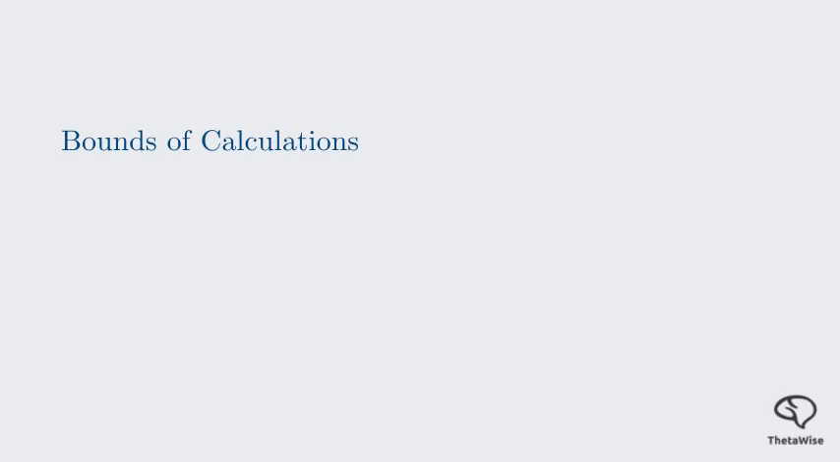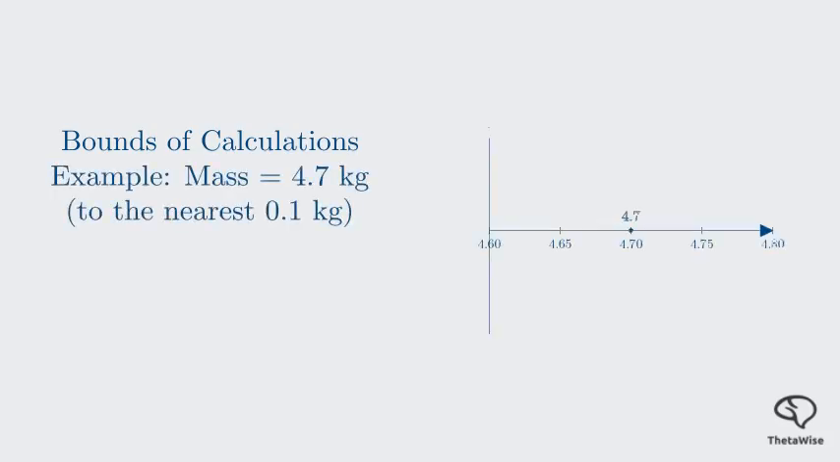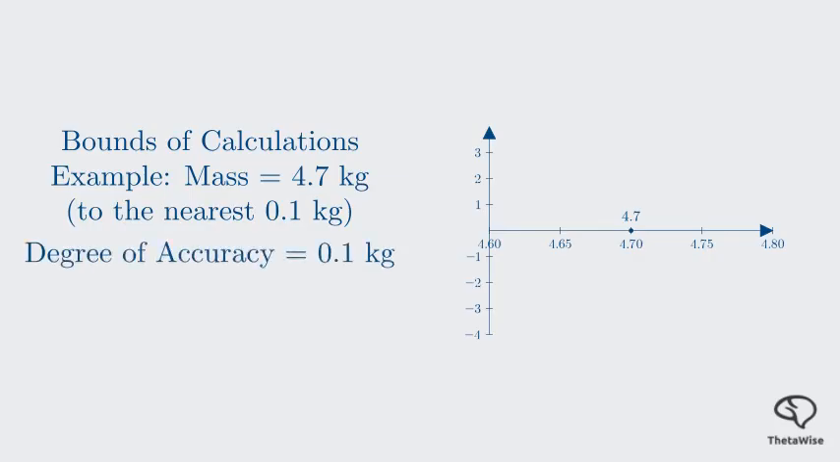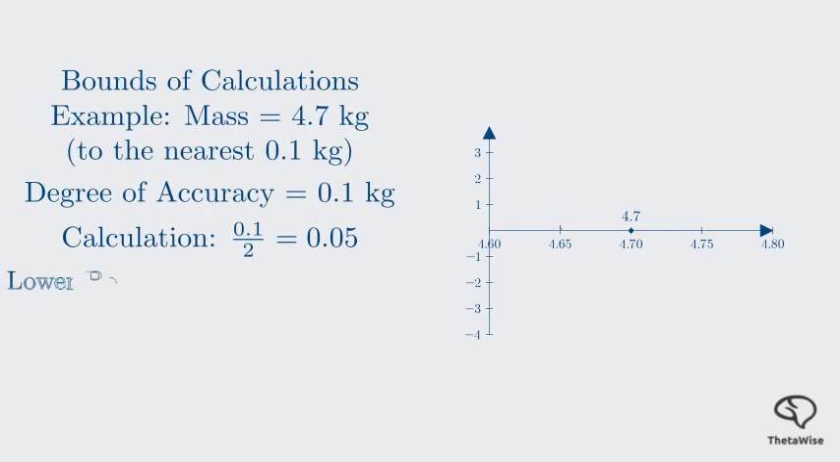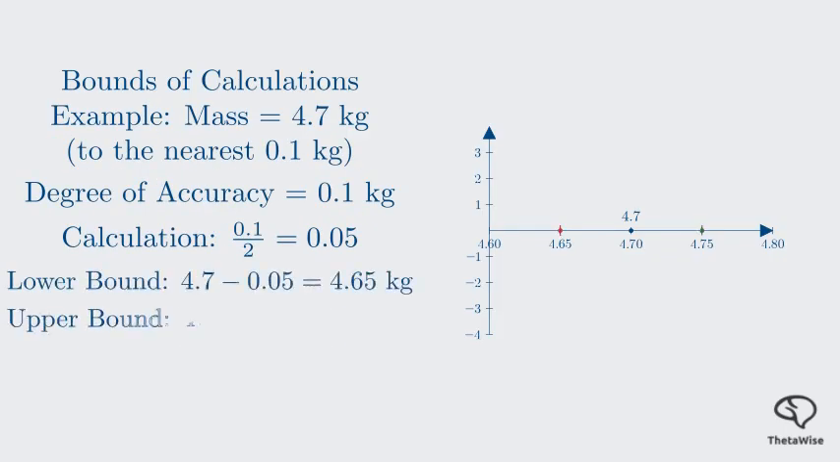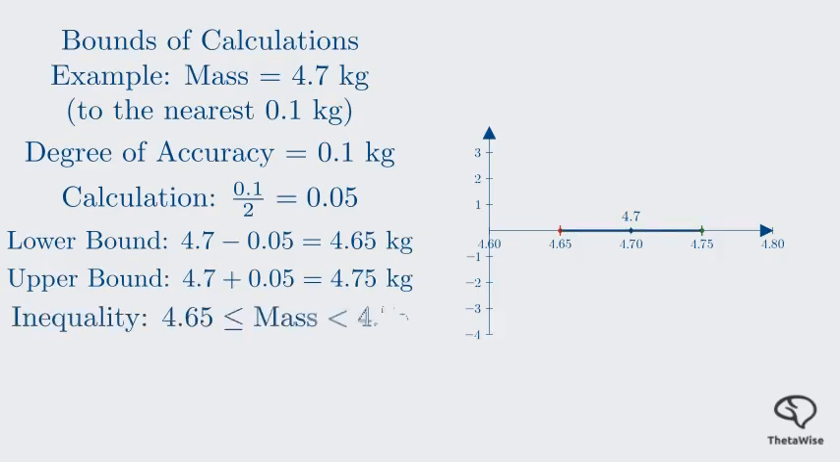Let's look at another example with a different degree of accuracy, as this is a common place where students lose marks. Suppose the mass of a parcel is 4.7 kilograms, measured correct to 1 decimal place, or the nearest 0.1 kilograms. Our degree of accuracy here is 0.1 kilograms. Following our rule, we divide 0.1 by 2 to get 0.05. So, the lower bound is 4.65 kilograms and the upper bound is 4.75 kilograms. We can write this as an inequality. The mass is greater than or equal to 4.65, but strictly less than 4.75.